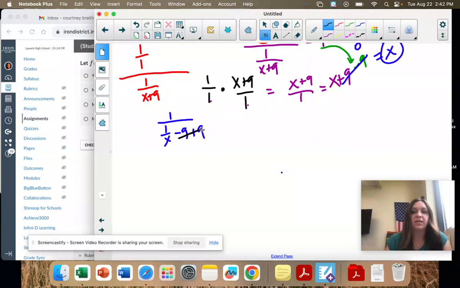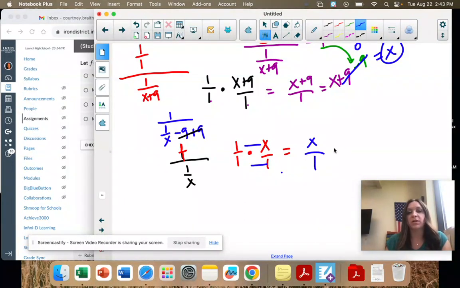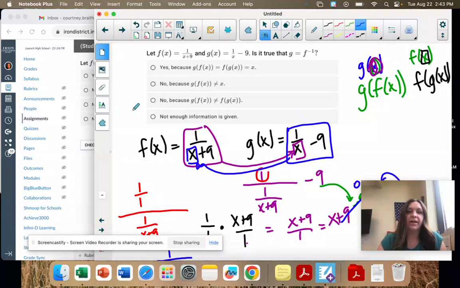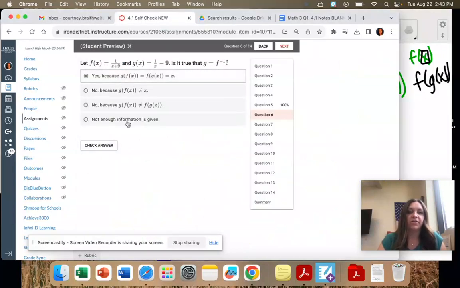So 9 minus 9 is 0. I'm left with 1 divided by 1 over x. And we're going to do the same thing here. I'm going to change this 1 into a fraction, so 1 over 1, and multiply by the reciprocal on the bottom. So 1 times x is x, 1 times 1 is 1, which leaves just x. So because both of those equal x, they are inverse functions.